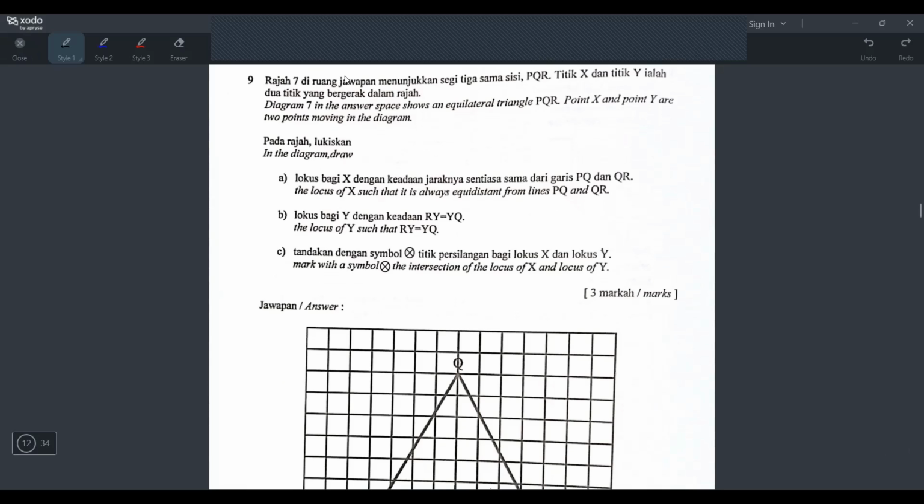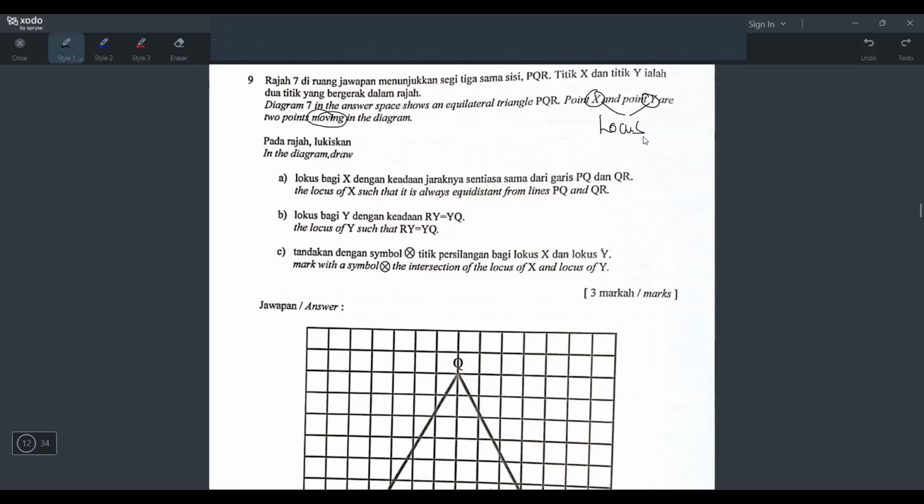Okay, let's move on. Number 9. Diagram 7 in the answer space shows an equilateral triangle. So equilateral means what? Triangle with equal sides. And if three sides are equal, what would be the angle? It will be 60, 60, 60. Okay, 180 divided by 3, right? Point X and point Y are two points moving in the diagram. So moving. It means X and Y is the locus. The moving point is the locus. So this is definitely under Form 3 locus.